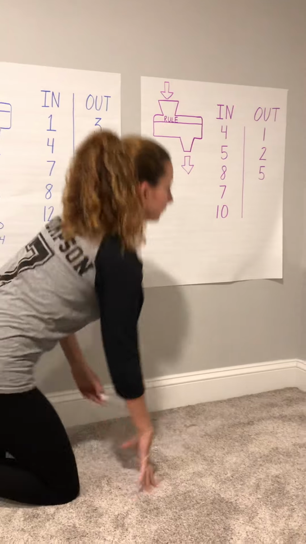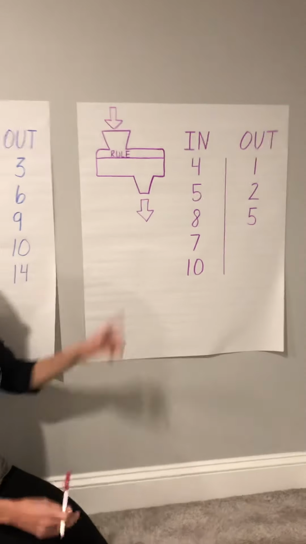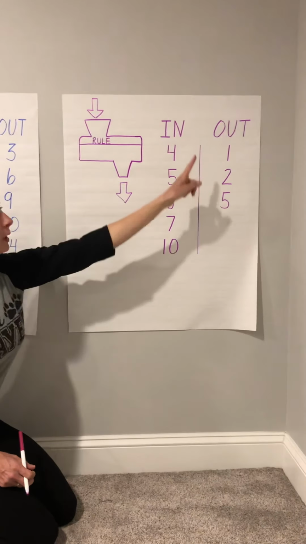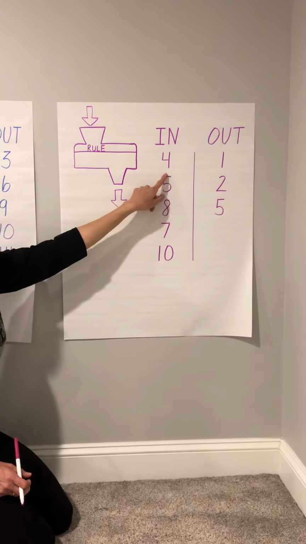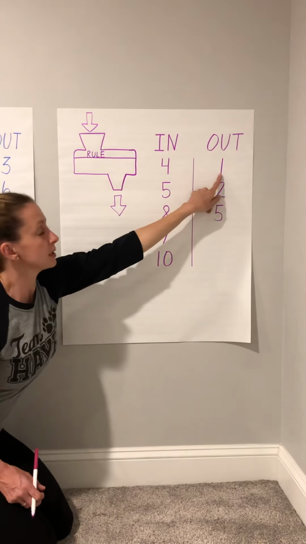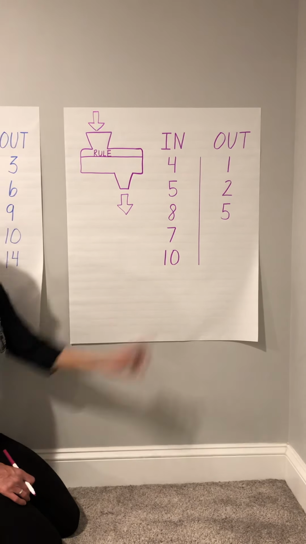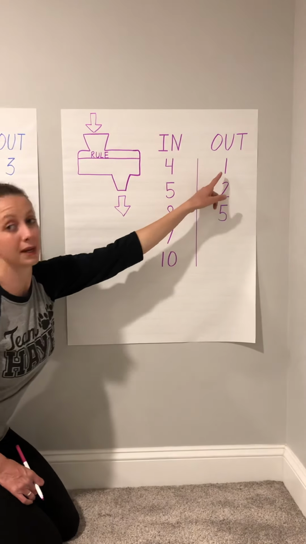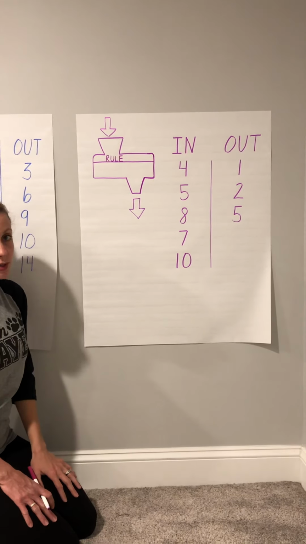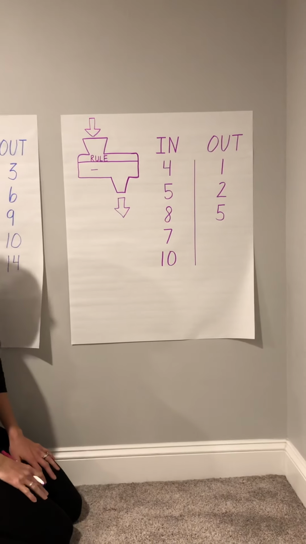Now let's take a look at my pink chart over here. On this one, it's very similar, but there's something different about our rule. Here's my in column, my out column. My first example, if I put 4 into my machine, out pops the number 1. I look at that and say, if I'm going from 4 to 1, my number is not getting larger. It is getting smaller. So I'm using subtraction. I think that my rule is going to use subtraction.